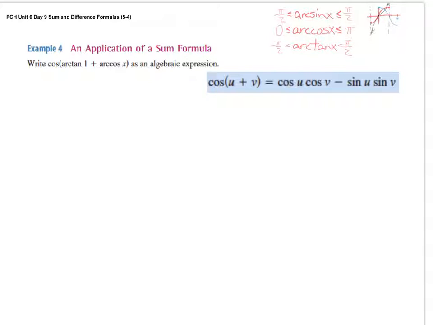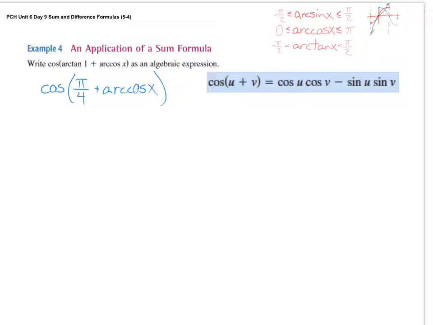What angle would that be? Pi over 2? No, I think you're thinking of square root of 2 over 2. What angle has that point? 45, or pi over 4. So I can rewrite this as the cosine of pi over 4 plus arc cosine of x. Now, we don't know what x is, so we just leave that as arc cosine of x. But now we've simplified this a little bit.